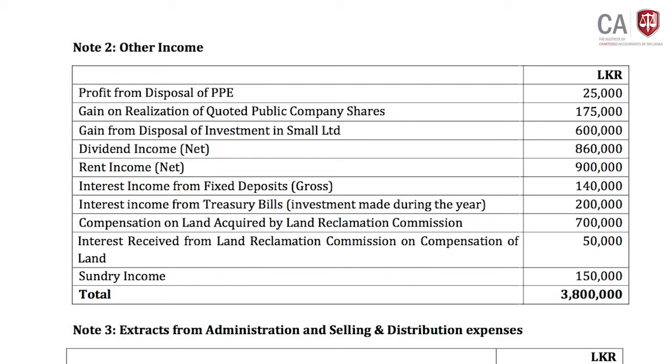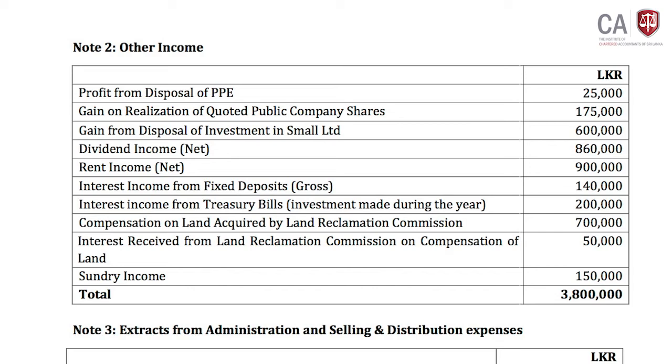But don't hurry. Just read it out. First read it out, then have your understanding. When reading the profit from disposal of PPE, okay, there is a disposal. I need to compute what? Assessable charge or balancing allowance. Take that understanding. There is a realization of quoted public company shares. This is quoted public company shares. This is what? Exempted under the third schedule of the Act.